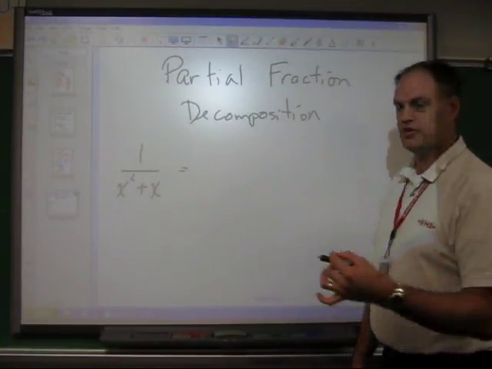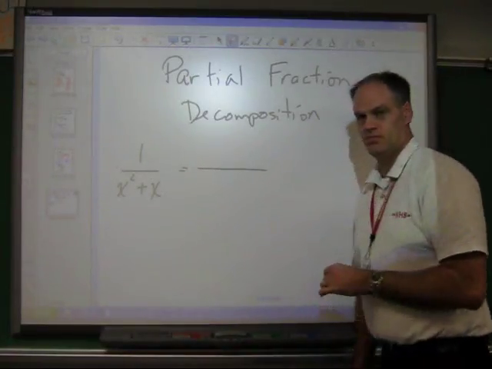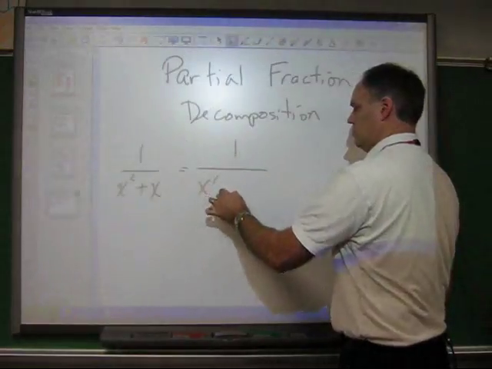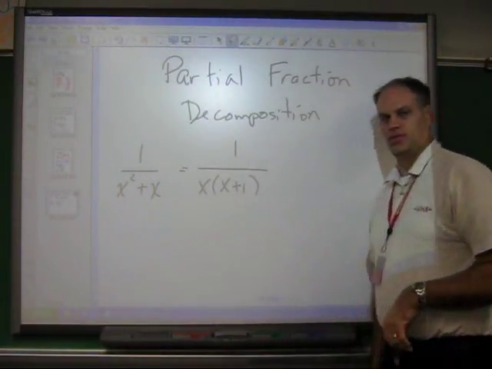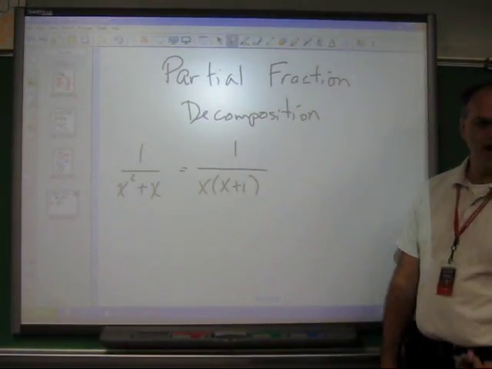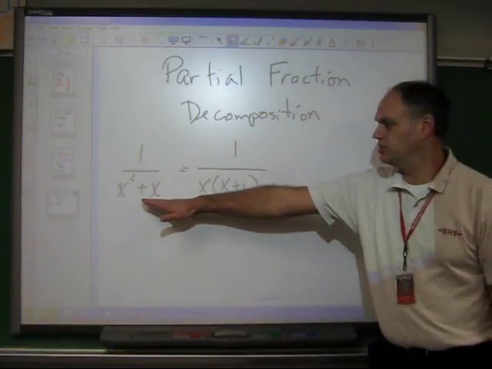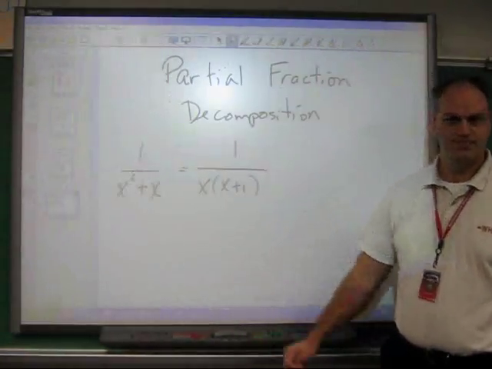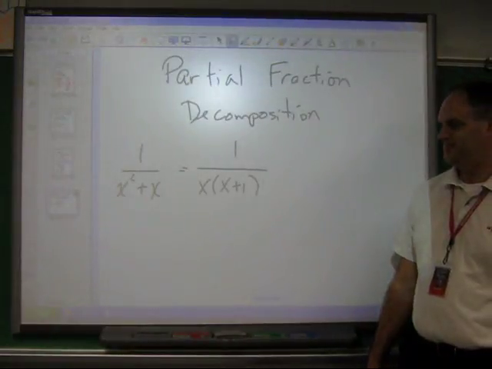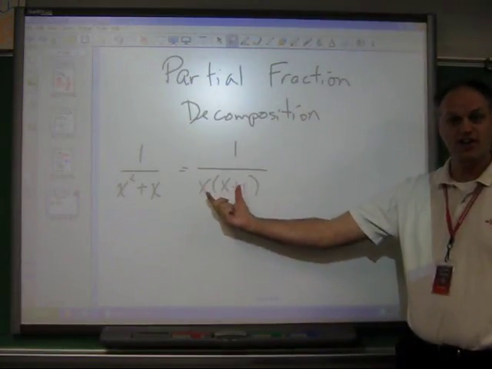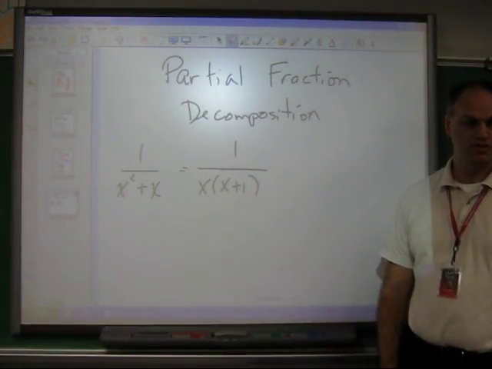What are the factors of the denominator? 1 over x squared plus 1 over x. What's our rule for factoring? The first thing we always look for is to take out a common factor. So we factor out our common factor, and we end up with these two terms.